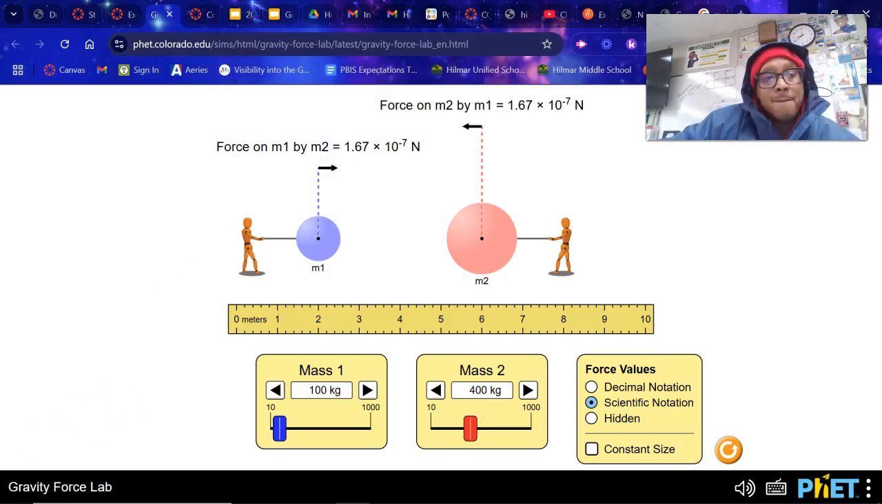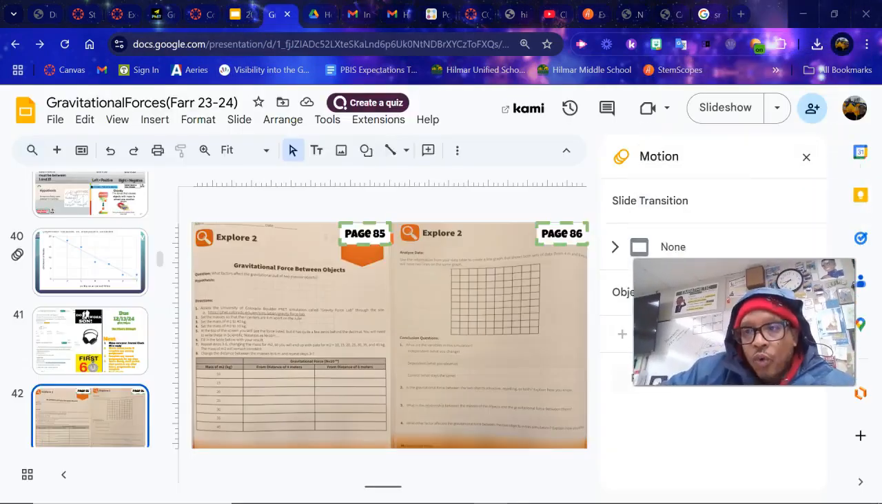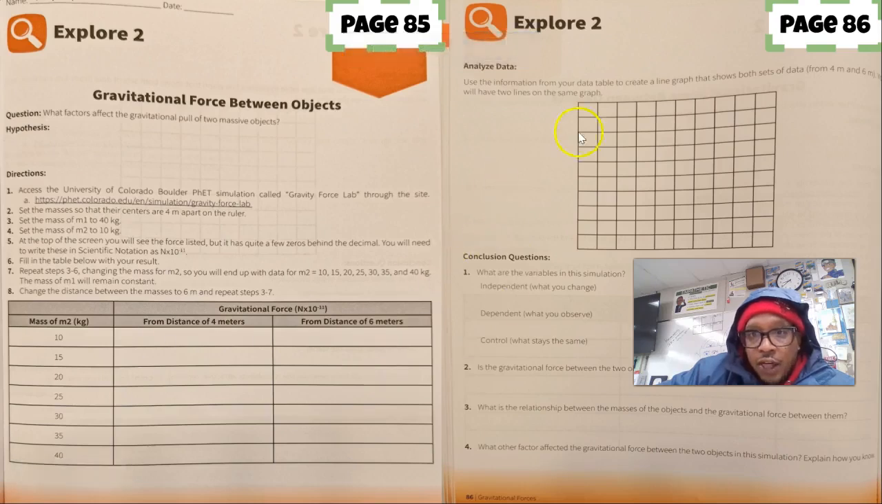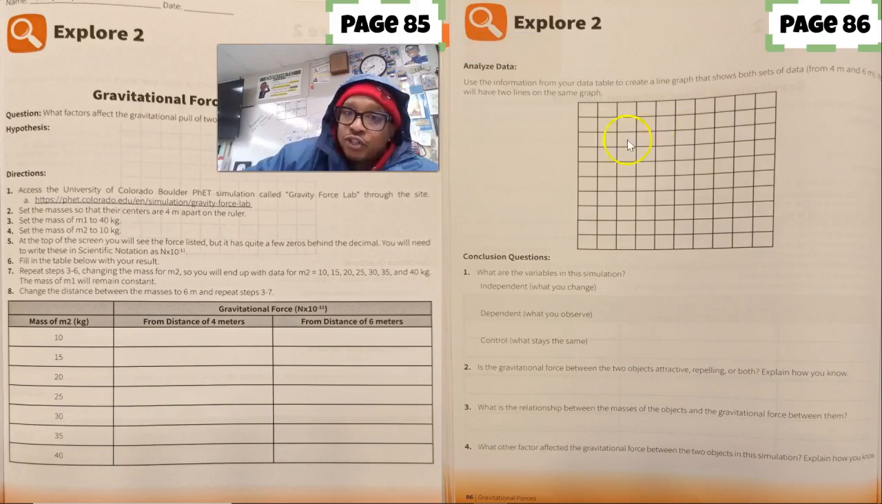All right, y'all. Oh, one other thing I forgot. Sorry. Let me make sure we're good. You have to do this whole portion right here and then move over to analyze the data. So there is a graph, so you're going to have to do a little bit of graphing. So hopefully you're good at graphing. And then also you're going to need to answer the conclusion question. So make sure you complete this whole lab on both pages. We will talk about this tomorrow.